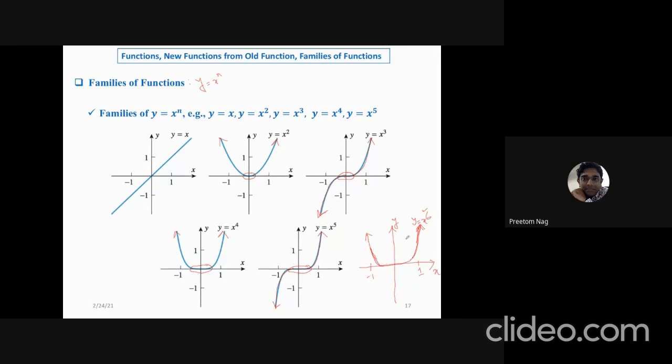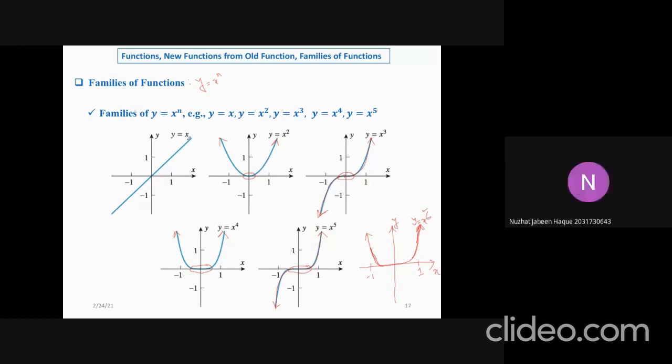So if you are now given x to the 6, x to the 7, I hope you will be able to draw this graph. Okay? You don't need to draw the graph point by point. But you have to get a rough idea about the graph of these power functions. Okay? If you have any questions, you can ask me.